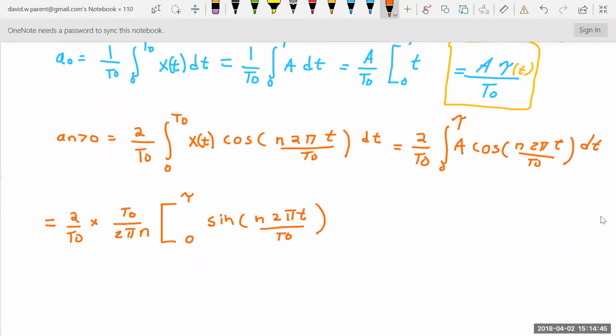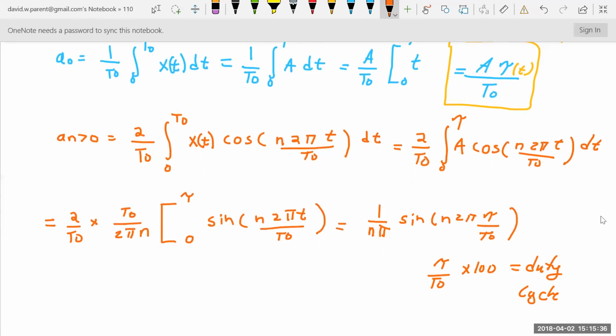In this case, sine at 0 is always 0, right? And so then what we're left with is 1 over n pi. So the higher order it is, the lower the amplitude is going to be, right? Then we have sine of n 2 pi tau divided by T naught. And, you know, tau divided by T naught times 100 is the duty cycle. All right. So now all I have to do is know how long I am on, what the period is, and then what harmonic I'm going for, and I can calculate A_n.